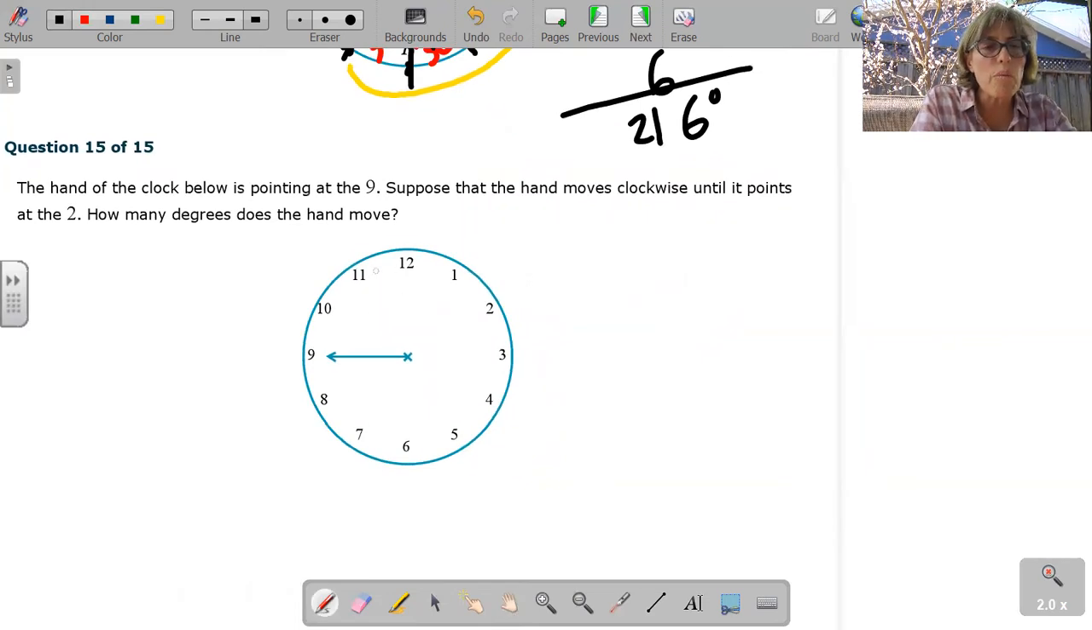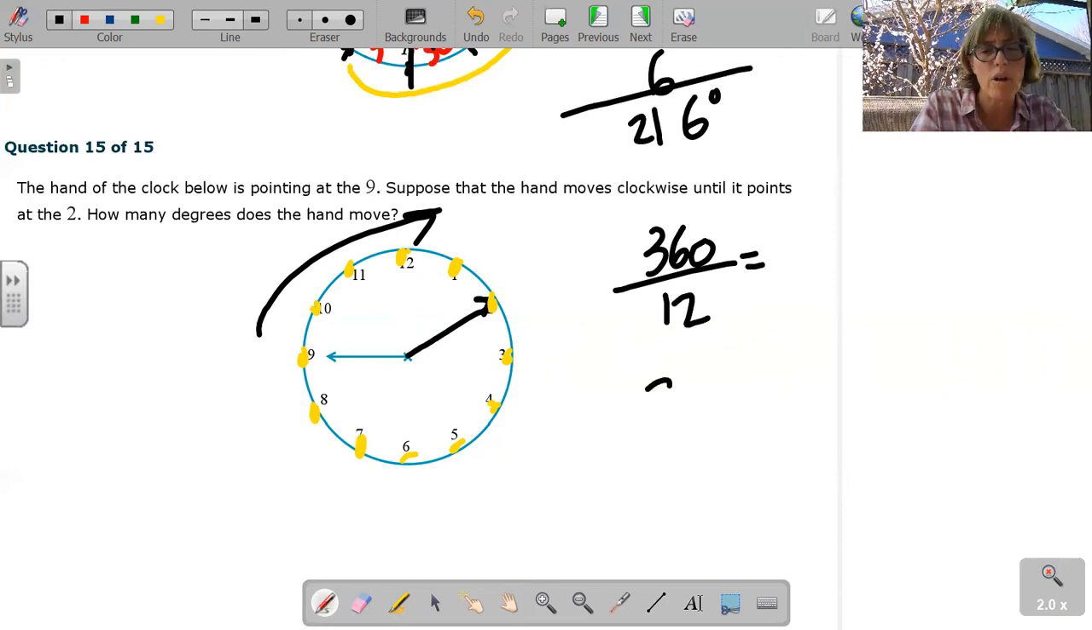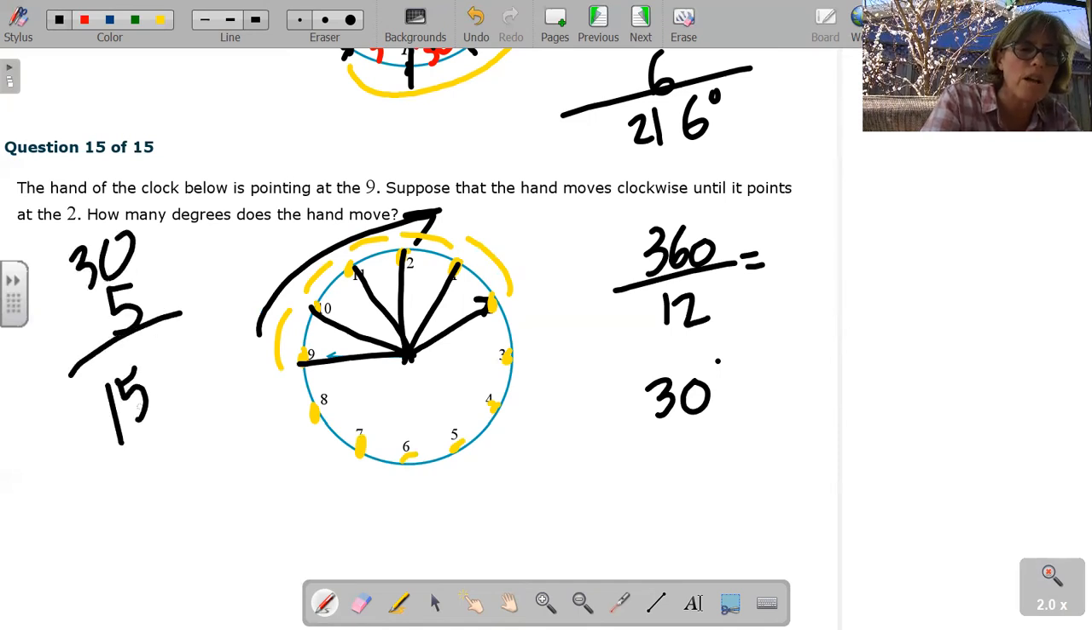The hand of the clock is pointing to 9 o'clock. Suppose the hand moves clockwise till it points to 2 o'clock. How many degrees does it have to move? Well, a clock has 1, 2, 3, 4, 5, 6, 7, 8, 9, 10, 11, 12 slices. So it's 360 divided by 12. That's 30 degrees each. So each of these pie slices is 30 degrees. 1, 2, 3, 4, 5. 5 times 30 is 150 degrees.